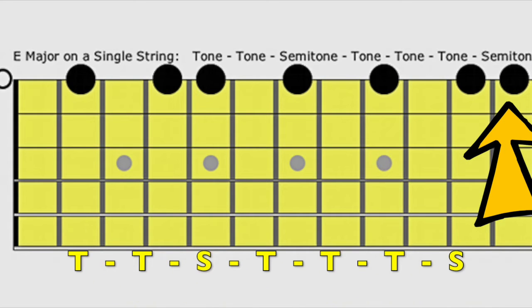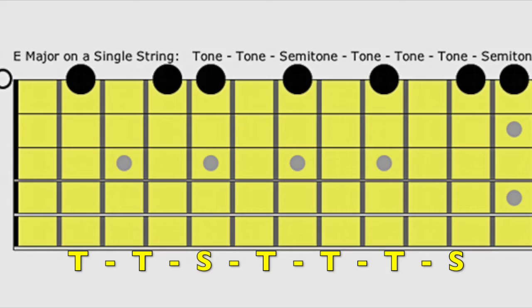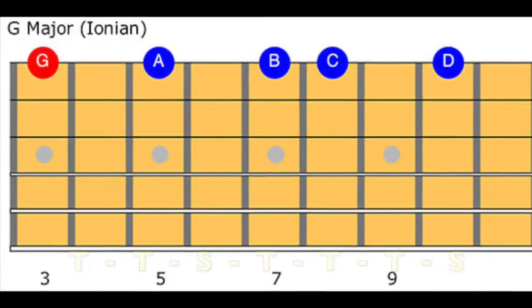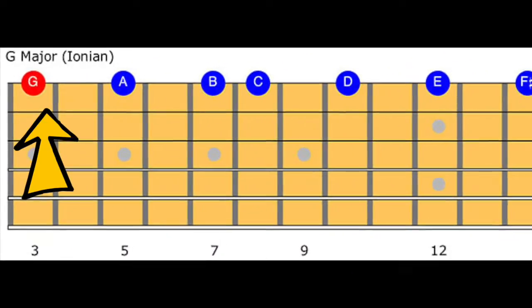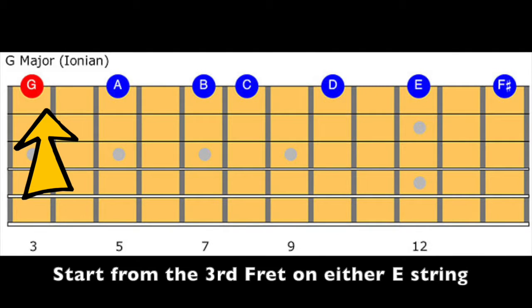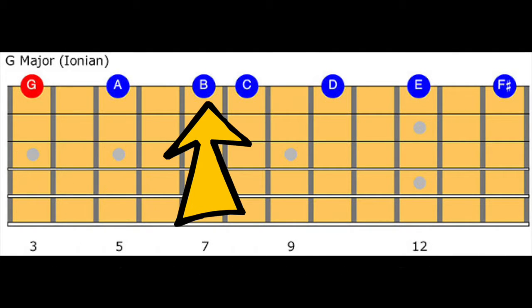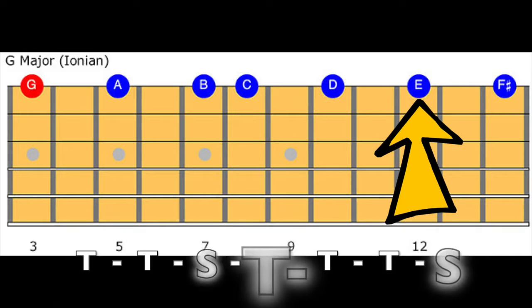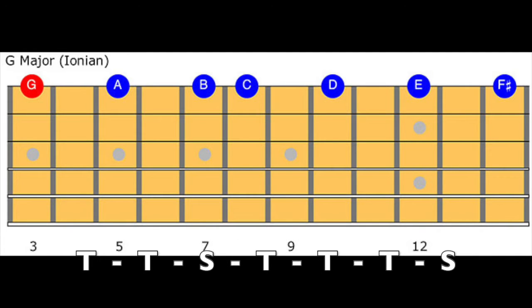And it's that easy. Now we can try the G major scale. First, locate the note G on the guitar, and then follow the rules. Tone, tone, semitone, tone, tone, tone, semitone.